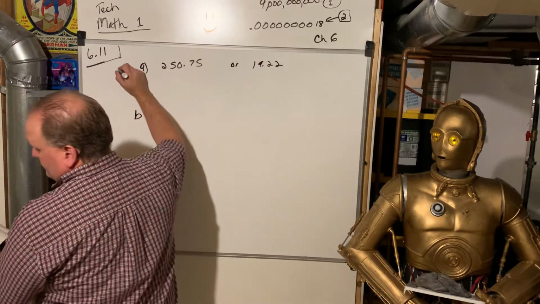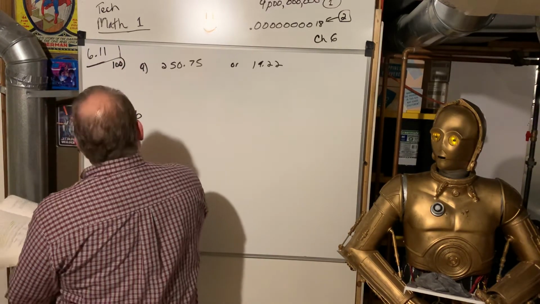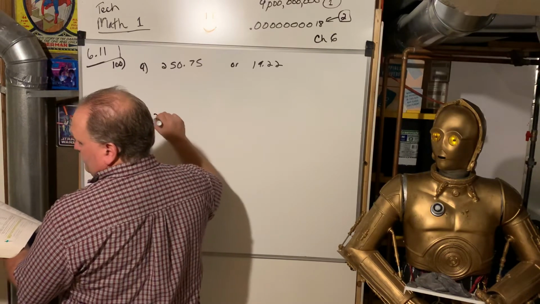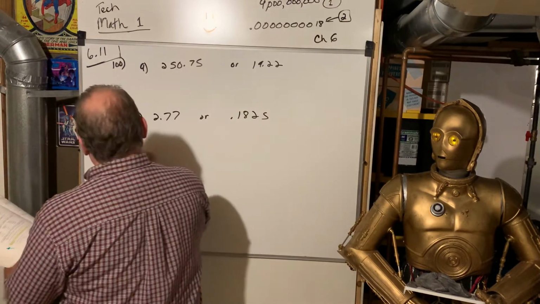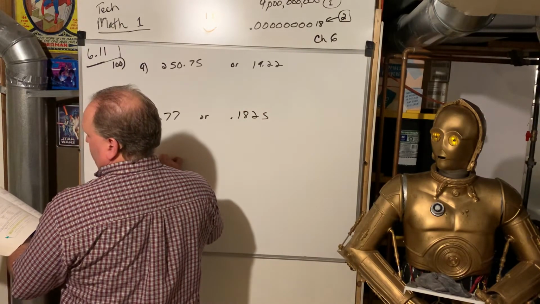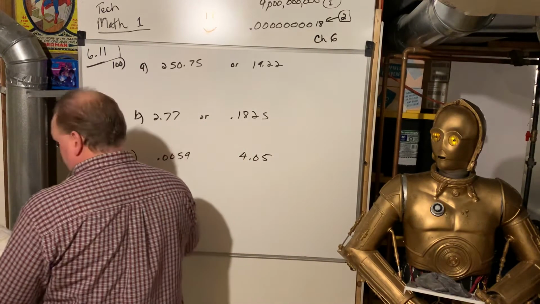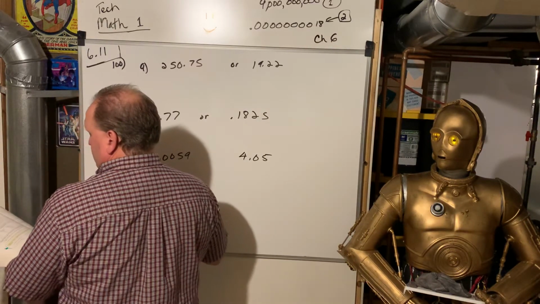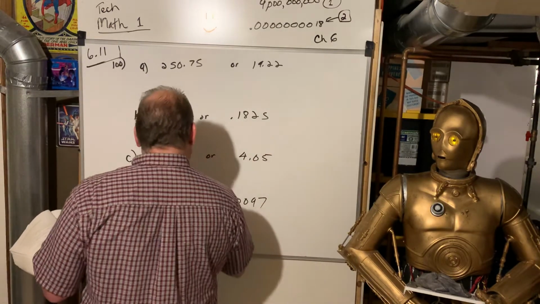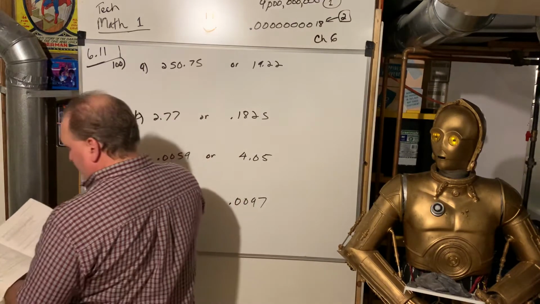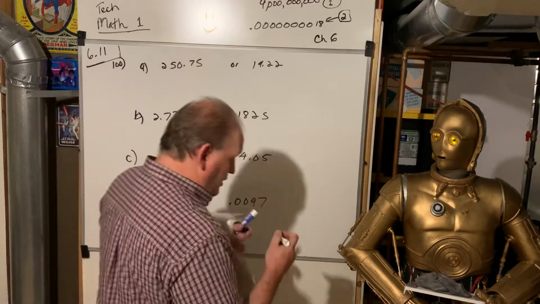Letter B. This is number 100 on page 272. So letter B is 2.77 or 0.1825. Letter C is 0.0059 or 4.05. And letter D is 0.700 or 0.0097. And they want us to identify the most accurate one. Which one is more accurate?